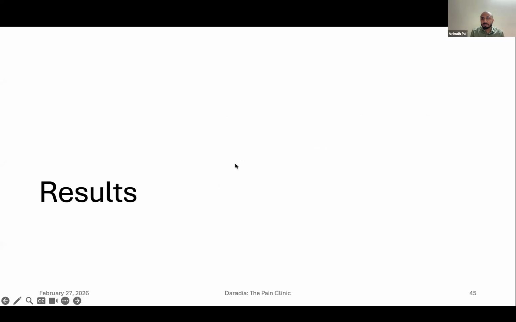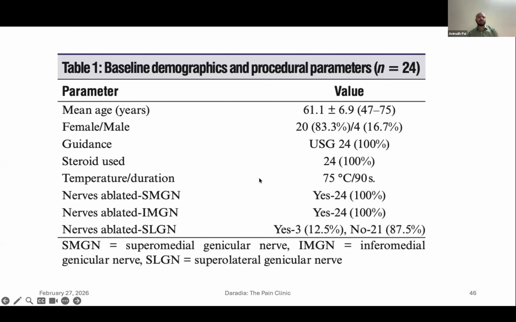Coming to the results. These are the baseline demographics and procedural parameters. Here we can see that all the procedures were done under ultrasound guidance. It's also interesting to note that steroid was used in all patients, immediately after the genicular nerve ablation. The superomedial and inferior were done in all patients, whereas the superolateral was done in only 3 patients. 21 patients did not receive the superolateral genicular nerve block.